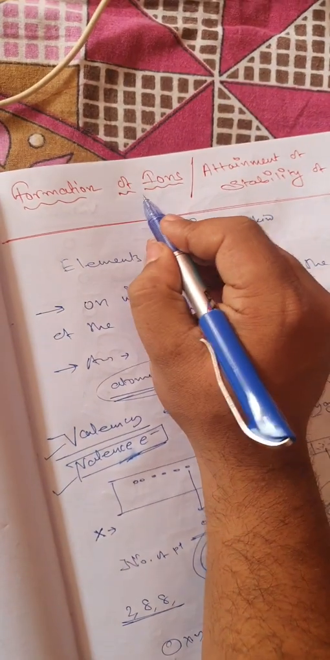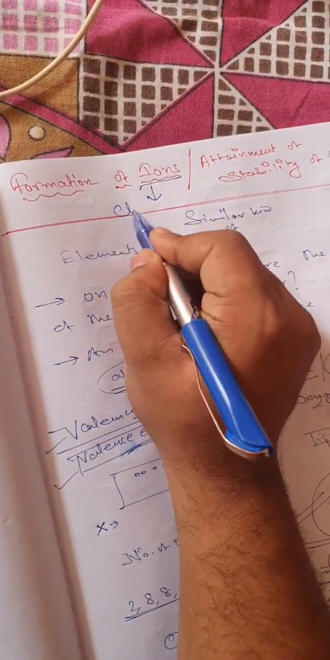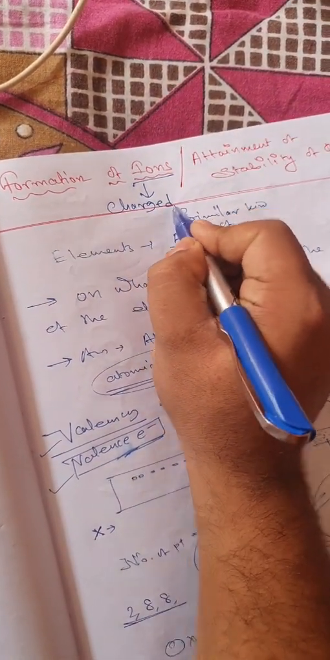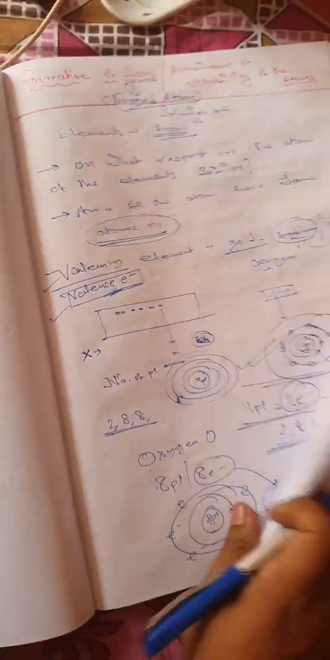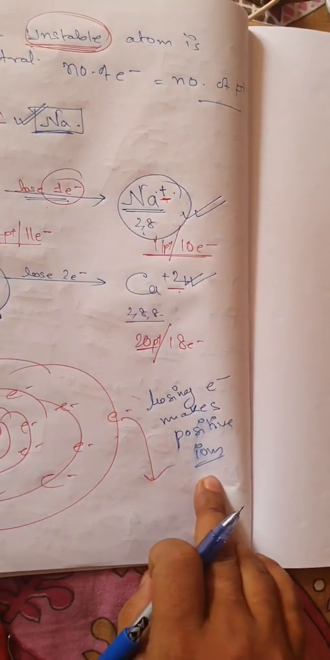जैसे मैंने पहले टॉपिक में बताया था कि today we will learn about the formation of ions. Ions are what? Ions are charged atoms. Okay? These are charged atoms. इसका मतलब इसने क्या किया? इलेक्ट्रॉन लूज करके अपना पॉजिटिव चार्ज बना लिया.